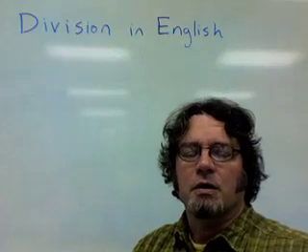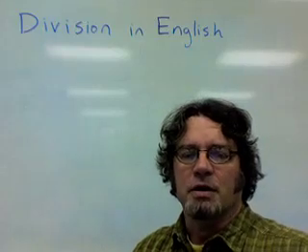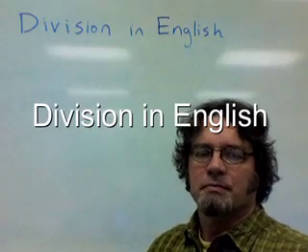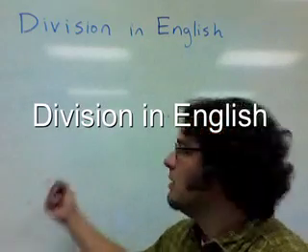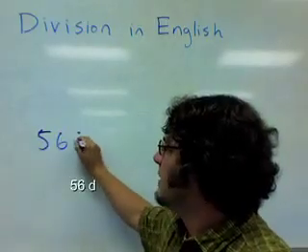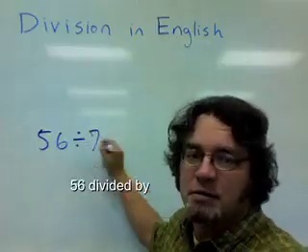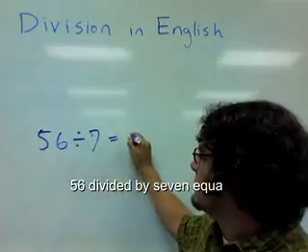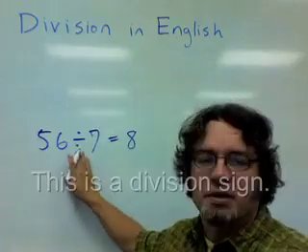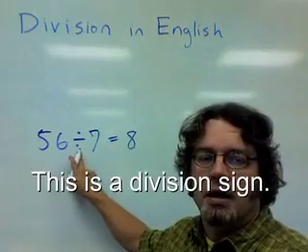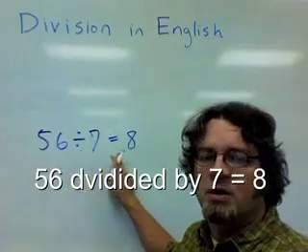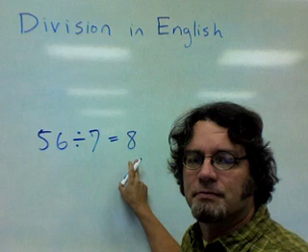In this video, you'll learn some of the vocabulary that's necessary when talking about division in English. For example, 56 divided by 7 equals 8. This is a division sign. 56 divided by 7 equals 8.